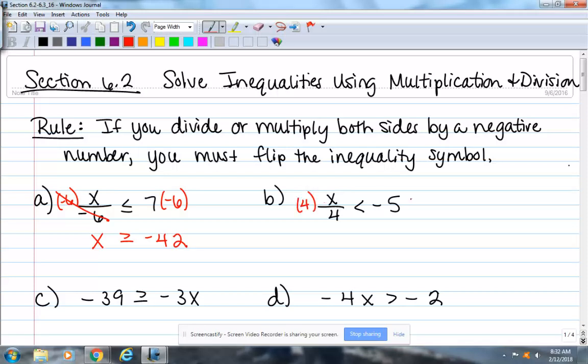Multiply both sides by 4. So, are we flipping our sign? There's a negative right there. Oh, that's not the one I multiplied on both sides, was it? Okay. So if the 4 had been negative, we would flip. But since the 4 is positive, we don't flip. And so x is less than what? -20. Very good. So the number you do on both sides has to be negative, and that's when you flip.